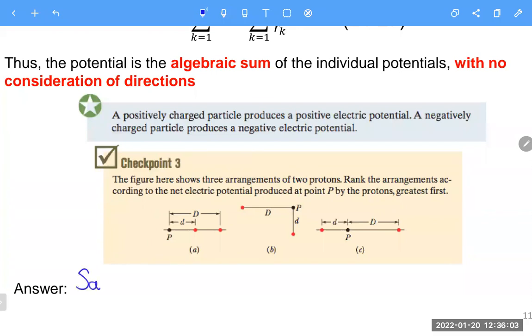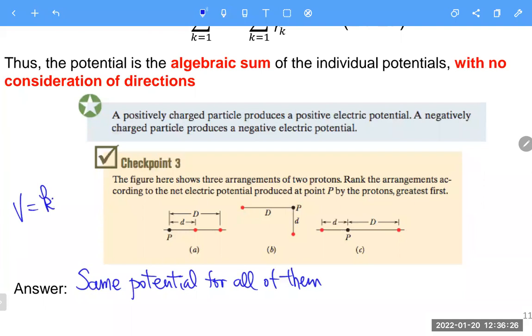All of them have the same potential, because here we don't consider the direction. The voltage at point P will be nothing but k times e over d plus k times e over capital D. All of them are like this, because we only consider the distance and the charge amount. So in all three cases, the potential at point P is actually the same.